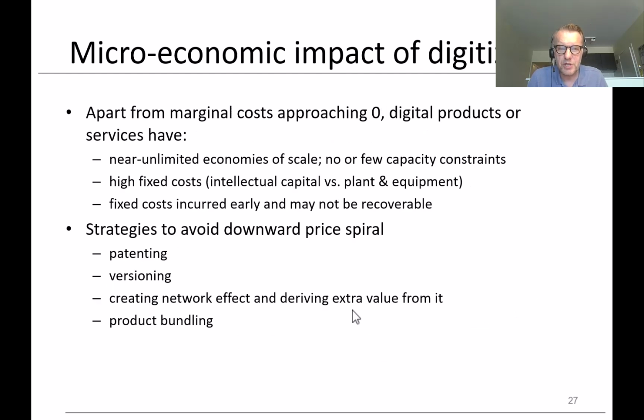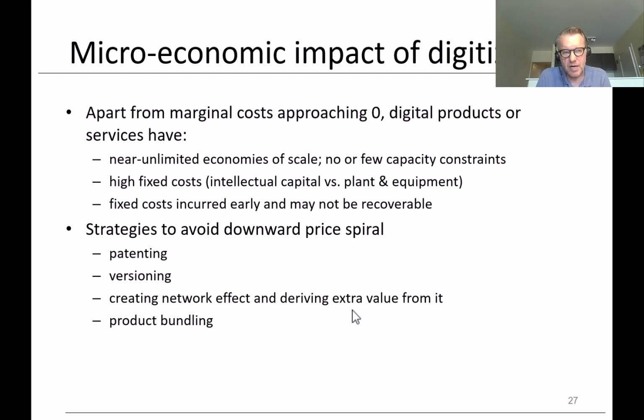So apart from the marginal costs approaching zero, digital products or services have near unlimited economies of scale. If I sell 1,000 apps or 1 million apps, it's near unlimited economies of scale. I have few capacity constraints, right? So you just have a website which is hosted on a powerful platform, and you can start selling online services. Obviously, the platform that you host your website on needs to become more powerful as more services or more products or more apps are being sold from a particular point onwards.